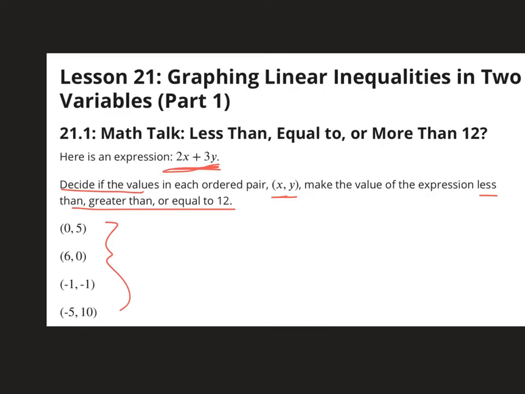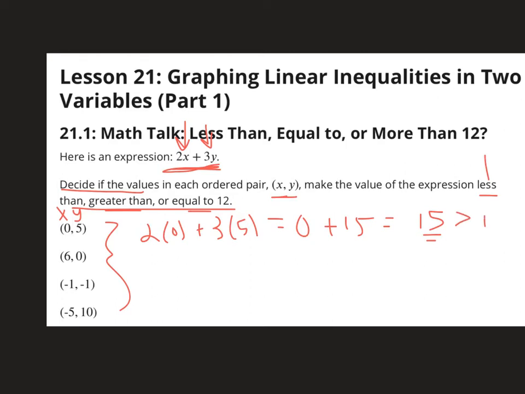Well, we have values of x and we have values of y, and we're going to substitute those in for x and y here. So 2 times 0 plus 3 times 5 is going to be equal to 0 plus 15. That's 15. And the question is, is it less than, greater than, or equal to 12? So 15 is greater than 12. All right, that's our first answer.